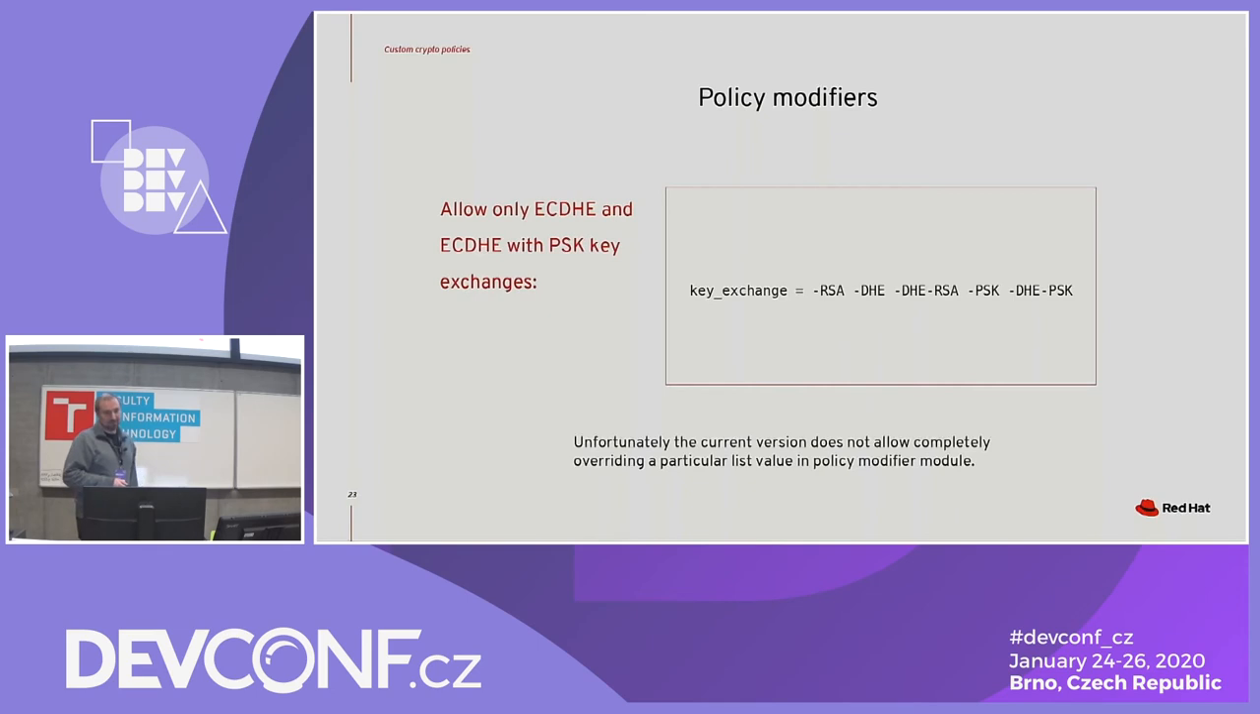Another example is to allow only ECDH or ECDH with pre-shared keys for key exchange. It is important to see that there is a kind of missing feature: the current version doesn't allow completely overriding a particular list value in the policy modifier module. So you have to actually remove all the possible remaining values for key exchange, which are these.